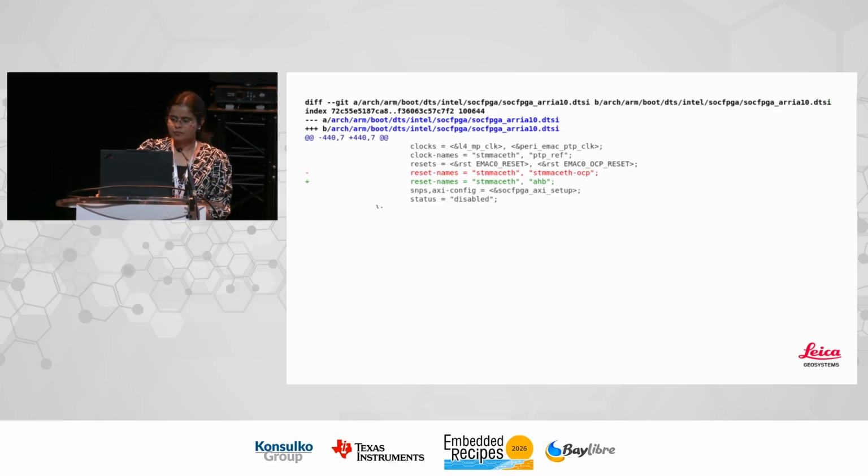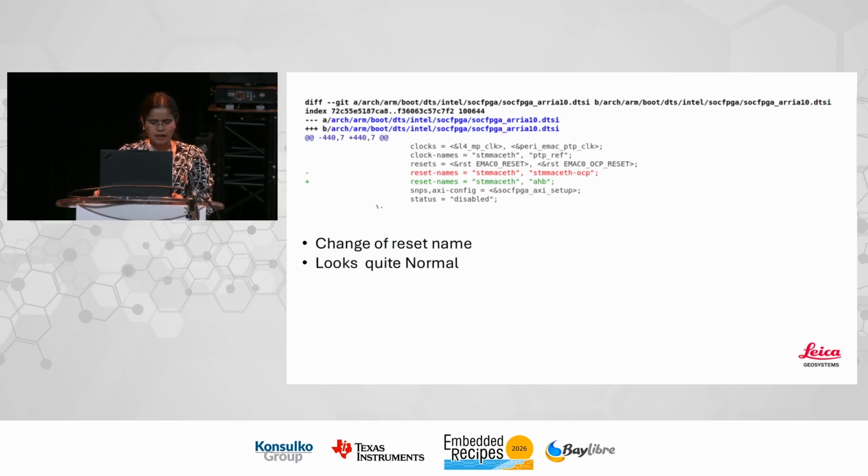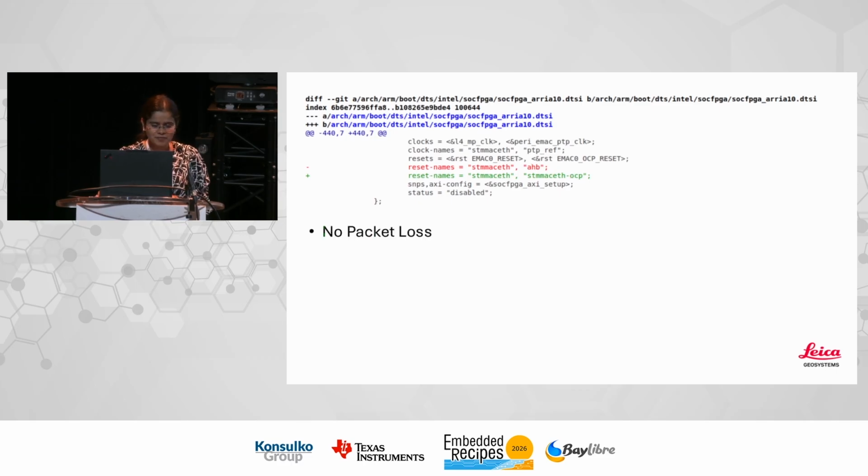So coming back to the patch, the idea was that we use the AHB reset, make it uniform across all the SoC FPGAs, all the SoCs from Intel, like Arria 10 and Agilex as well. It looked like just a change of reset name, and we already know the path which is taken by these resets. It looked quite normal, but since this was the only change made between the two kernels, I decided let's revert it and check how it works.